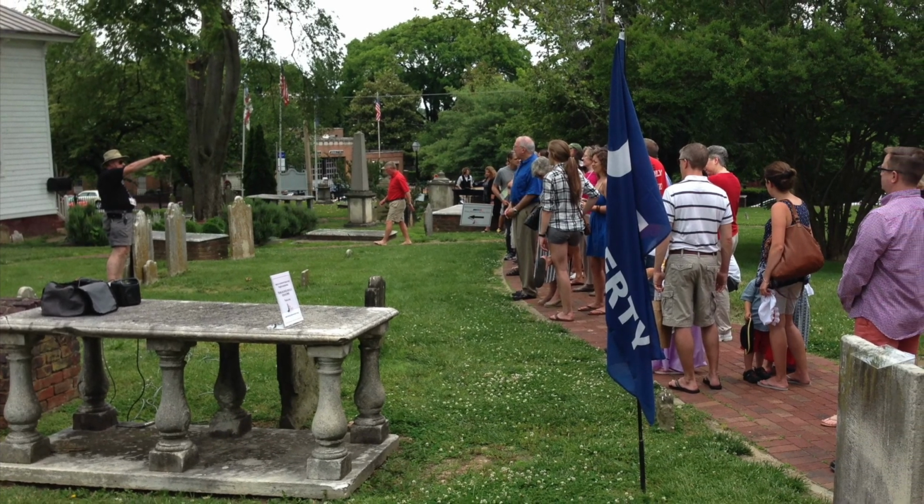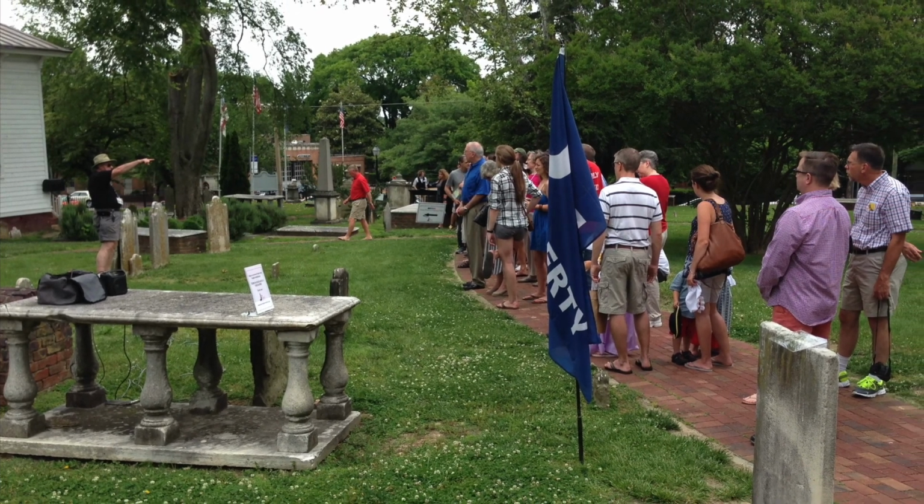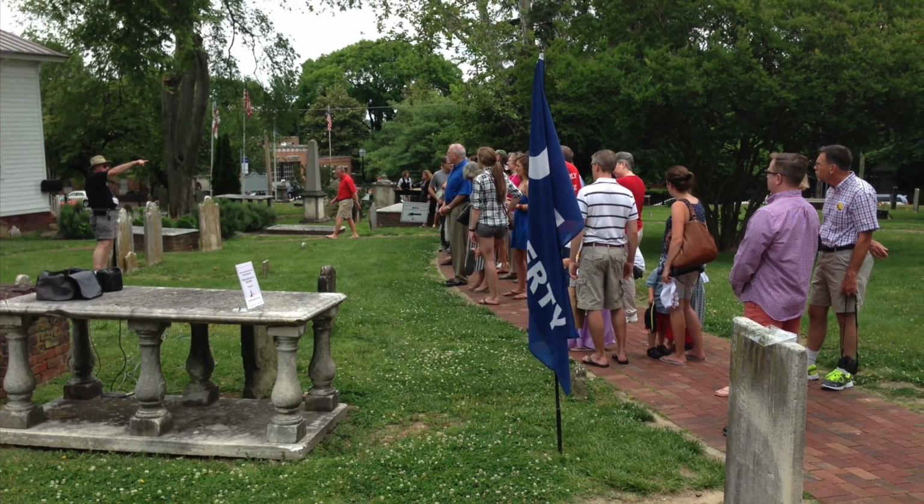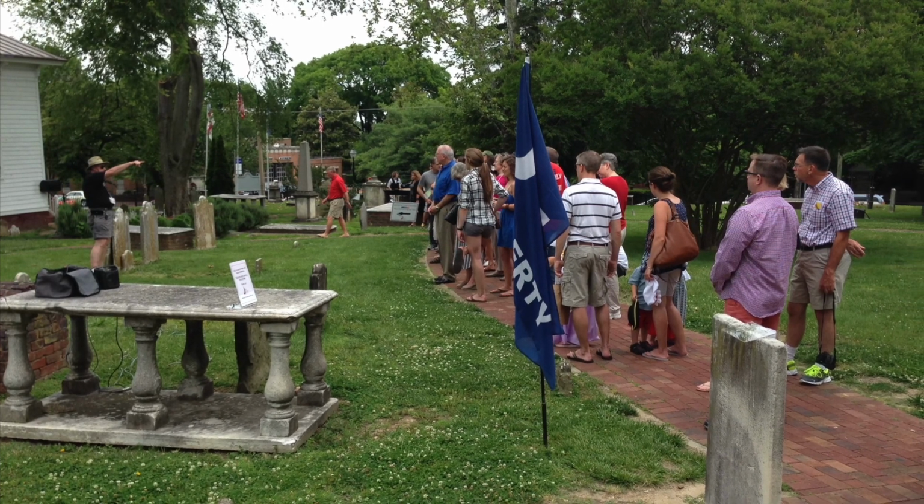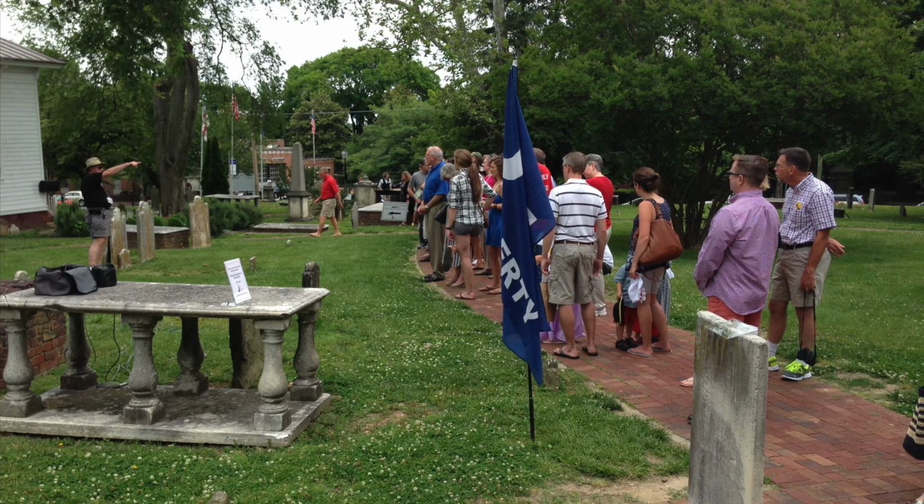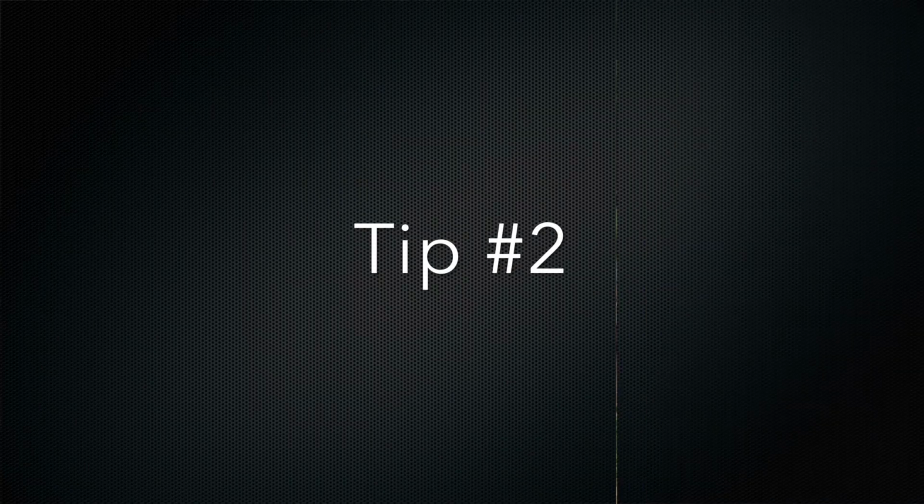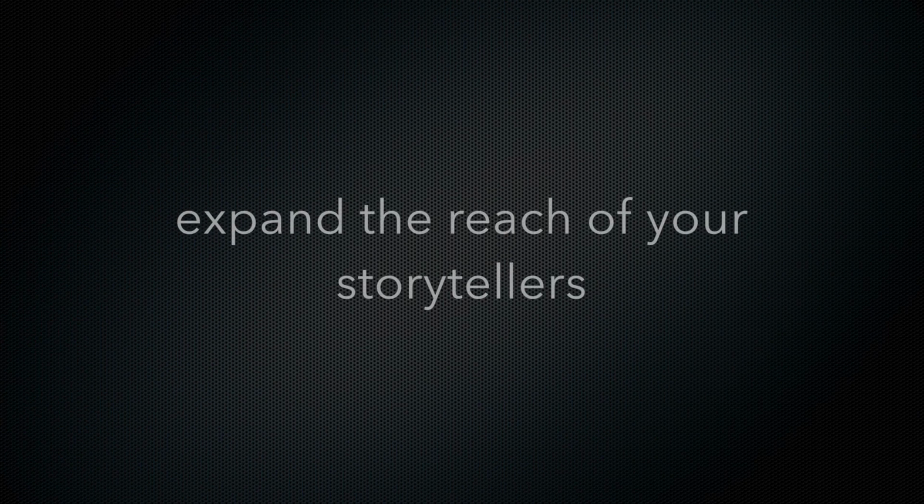His particular presentation involved pointing out points of interest, as you can see in the picture, that were in various spots around the yard, and it was very difficult to know exactly what he was pointing to. So for lots of reasons, this guy, with all of his wisdom and knowledge, was crippled. He wasn't able to fully communicate his stories in a way that was effective for his audience. Tip number 2 is to expand the reach of your storytellers.